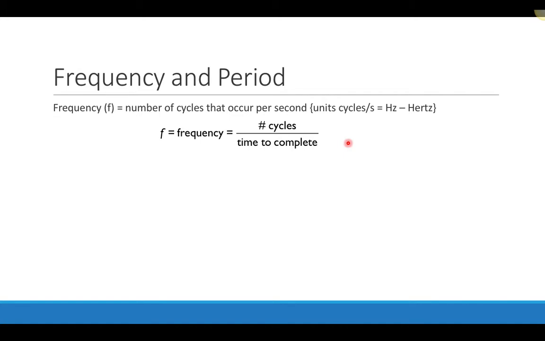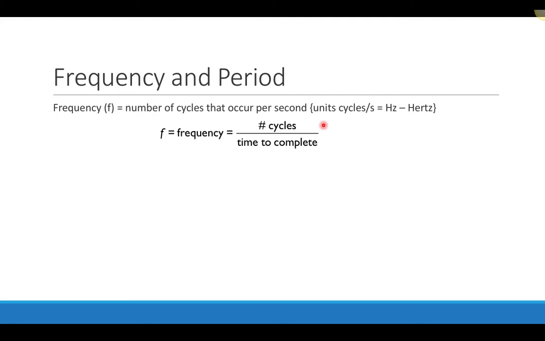So it turns out that there's a relationship between the frequency of a wave and the period. And so we know that by definition, the frequency is the number of cycles that occur per unit time or per second. And so in more general terms, we can define the frequency as the number of cycles that occur in a given amount of time per unit time.